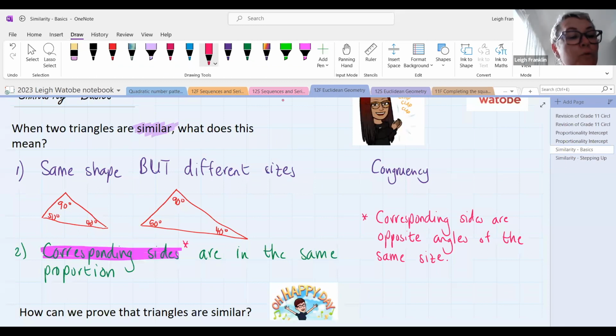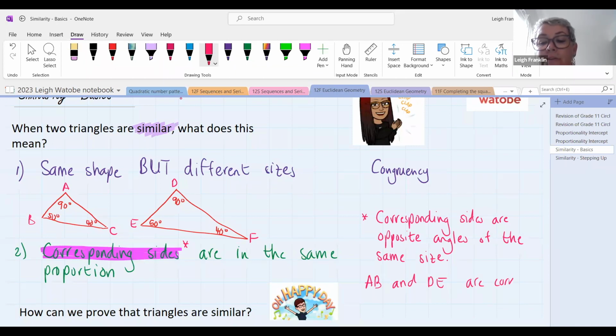So if I call this side A and that side B and that side C, and I call this side D and this one E and this one F, okay? Can you see that side AB and side DE are both opposite the angle which is 40 degrees in their respective triangle? So I would say that AB and DE are corresponding sides.